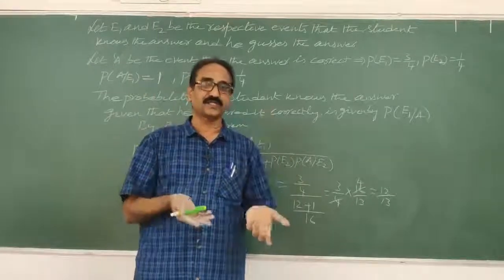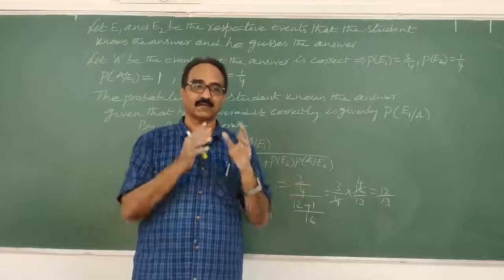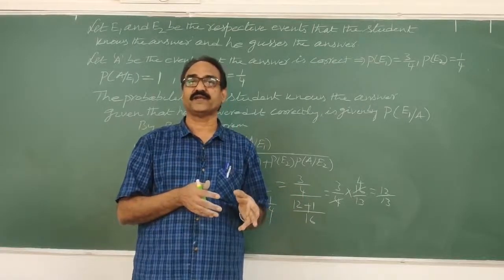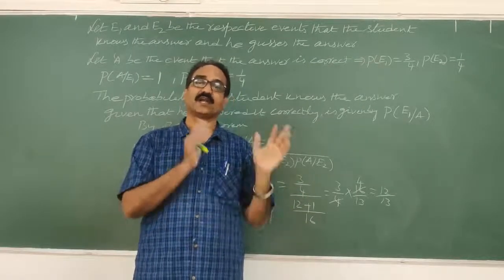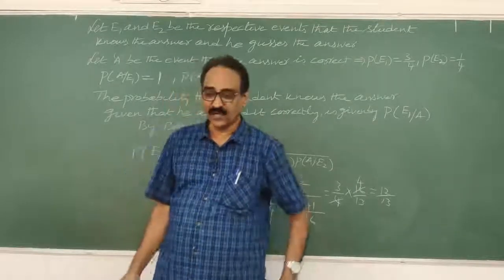We will take out first what is the sample space, divide into events, and what are the respective probabilities of those events, and what is A, and what is probability of A given E1, probability of A given E2, and their respectives only we will do.